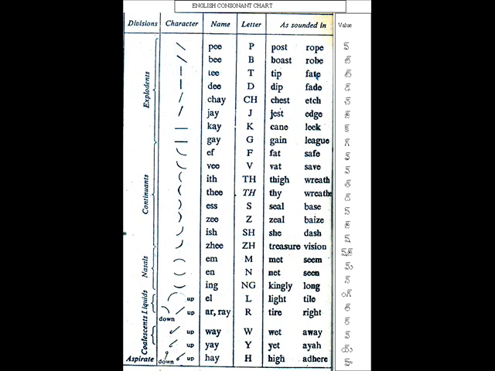Then th, th, and s, z. One is light, another is heavy. S, z. You can observe the examples also. Seal, zeal, base, busy, like that it is given. Bus, yes. Then sh, zh.